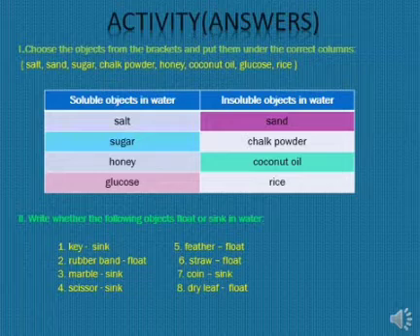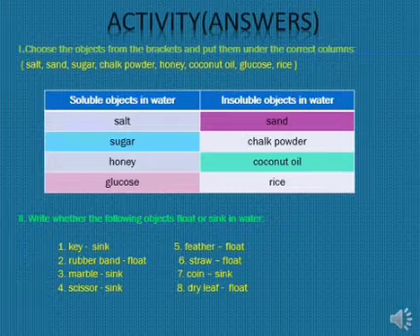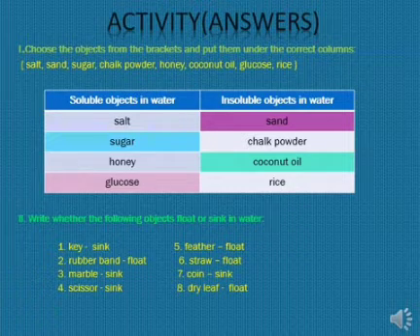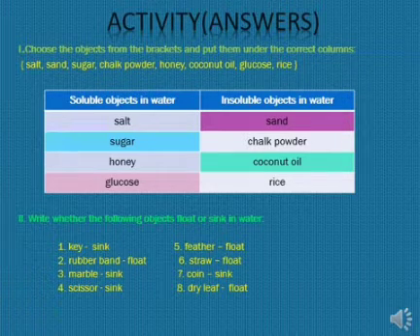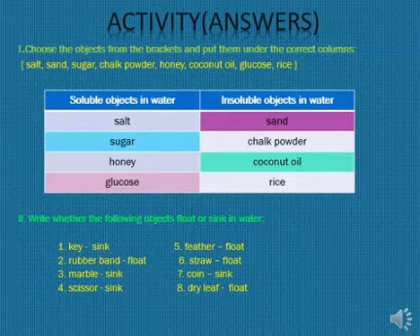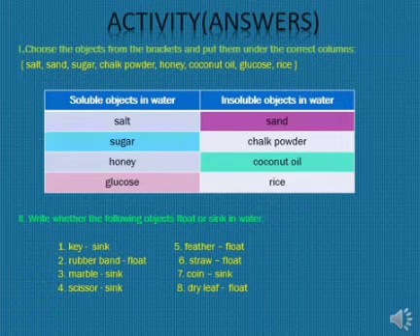Let's discuss the answers for the activity. First main, choose the objects from the brackets and put them under the correct columns. So under the first column, soluble objects in water, the answers are salt, sugar, honey and glucose. All these dissolve in water, so they are called soluble objects. The second column: sand, chalk powder, coconut oil and rice. All these do not dissolve in water, so they are insoluble objects in water.